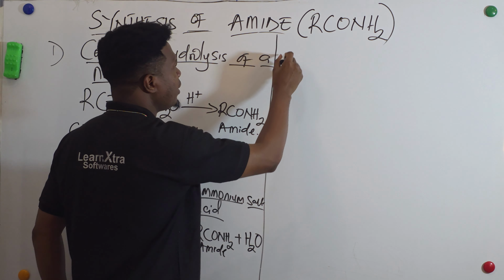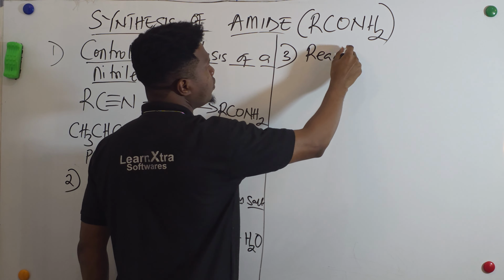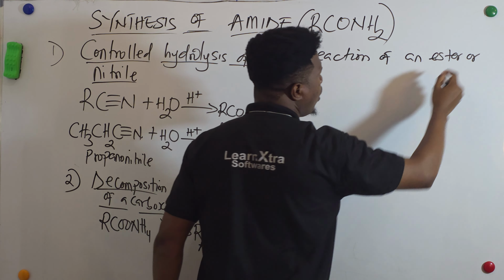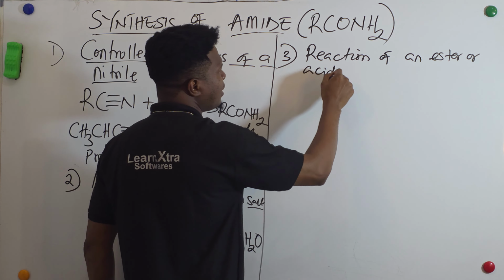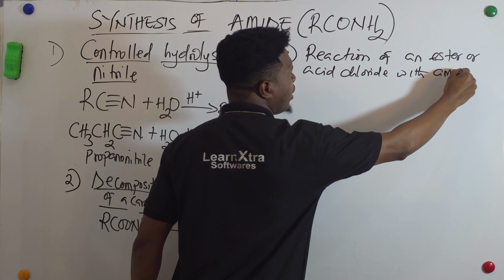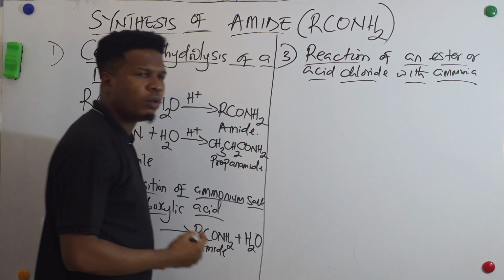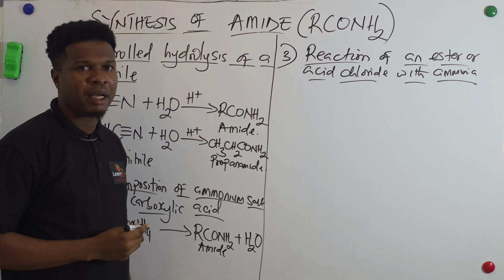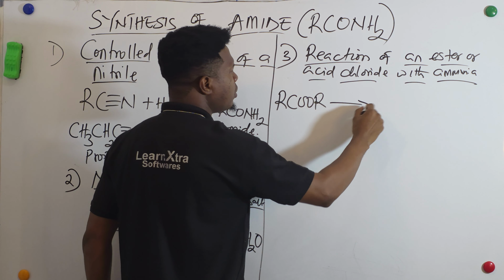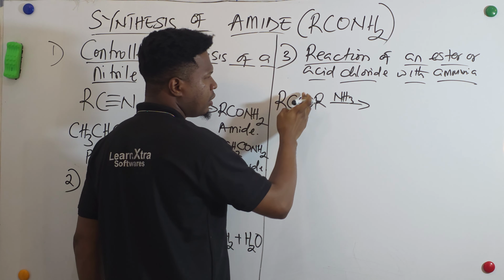The number three method we can synthesize an amide is by reaction of an ester or acid chloride with ammonia. Okay, so treating ammonia with either acid chloride or an ester will yield an amide functional group. So how do we do that? Remember, an ester is RCOOR. So when you treat this with ammonia, what are you going to have?